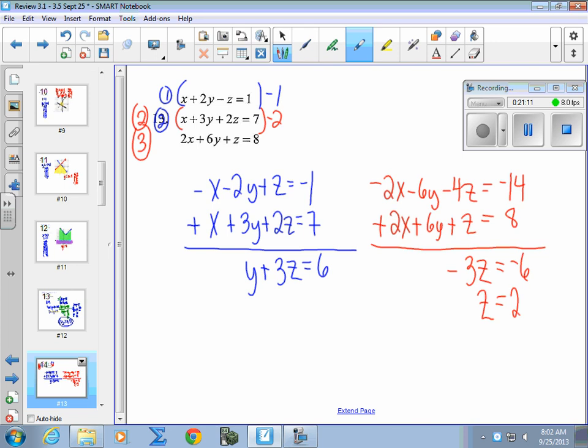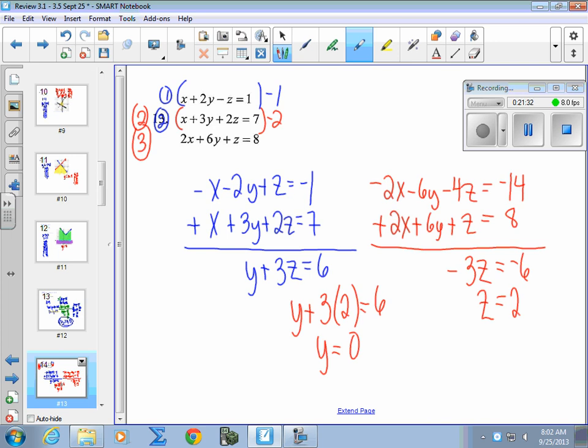So that makes it really easy, because now I don't have equations 3 and 4. I can just take z and plug it into this equation. So y plus 3 times 2 is equal to 6. So y is equal to 0. Did y'all get that?